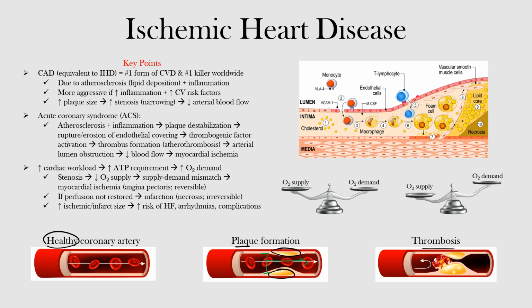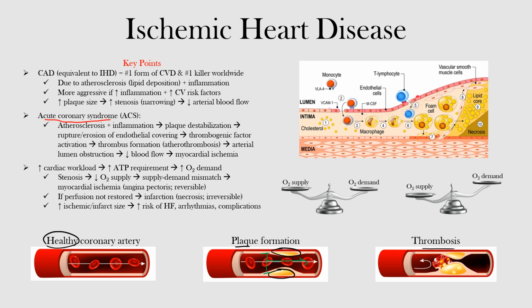This can lead to complete or partial obstruction of the artery and a sudden reduction in blood flow, resulting in myocardial ischemia as well as ischemic symptoms. This situation of plaque destabilization, endothelial rupture or erosion, atherothrombosis, sudden reduction in arterial blood flow, and subsequent myocardial ischemia is referred to as acute coronary syndrome, or ACS. So let's briefly look at this ACS process. So ACS is acute coronary syndrome.